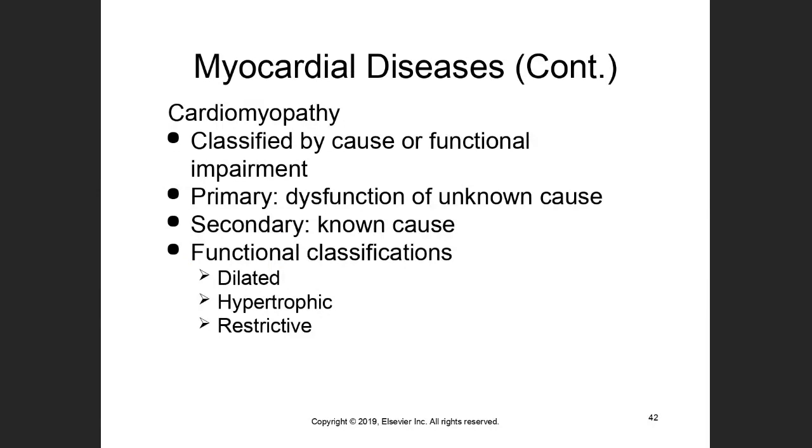Cardiomyopathy is classified by cause of function impaired, primary or secondary. And the functional classification is dilated, hypertrophic, and restricted. Those are the cardiomyopathies. Okay?